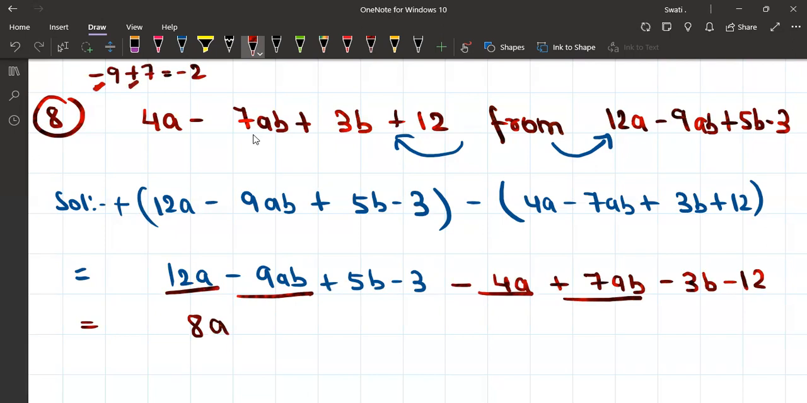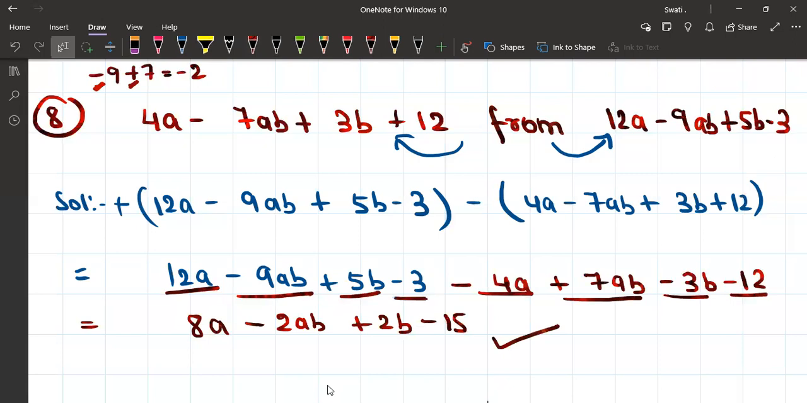This and this. And when we have different signs, we subtract first. So what is 9 minus 7? It's 2. And then we decide the sign of our final answer by choosing the sign before the bigger number. Of course, 9 is the bigger number and the sign before the bigger number is negative. So this is going to be negative 2ab. That is also done. This is plus 5b minus 3b, which is going to be plus 2b. And this is minus 3 minus 12, that is minus 15. So this is the answer.